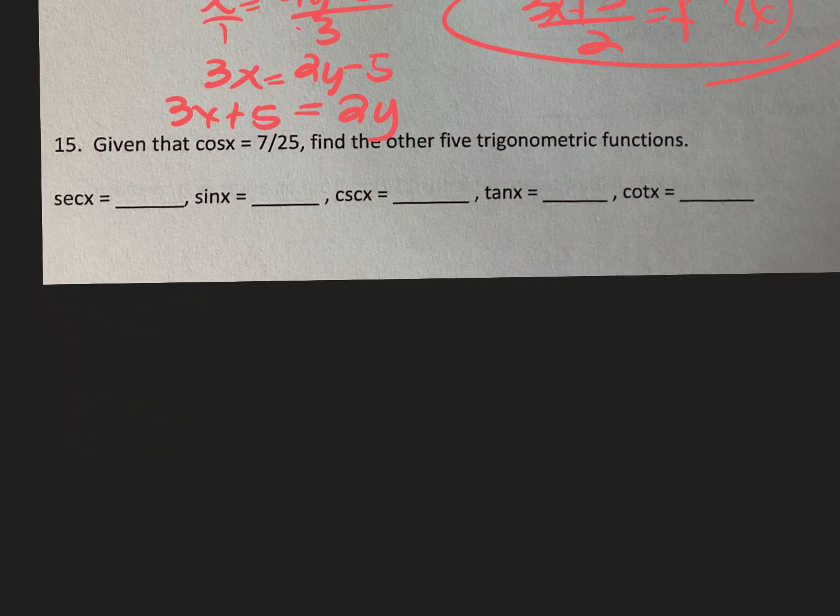And number 15, given that cosine of theta is 7/25, find the other five trig functions. I think most of y'all are going to kind of want to do this: let's just draw a triangle. Where you put your theta is up to you. I usually always put mine down there, just to be consistent. Cosine, remember, is adjacent over hypotenuse, which means that's 7, that's 25.